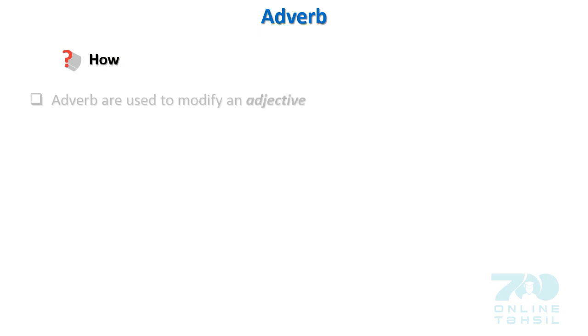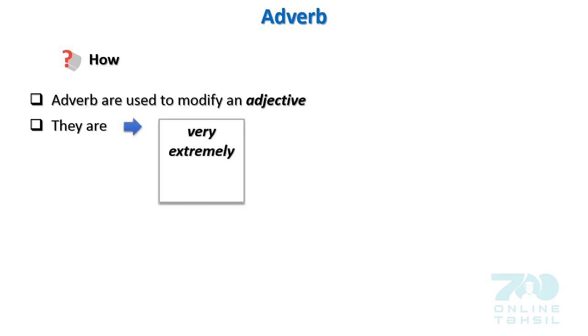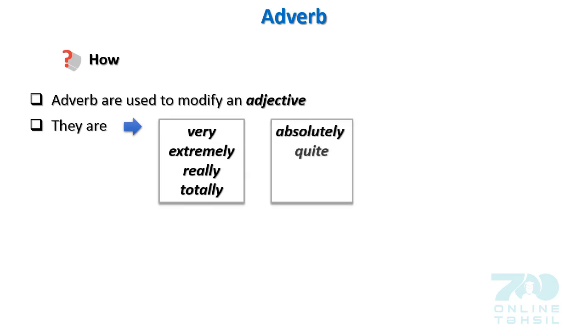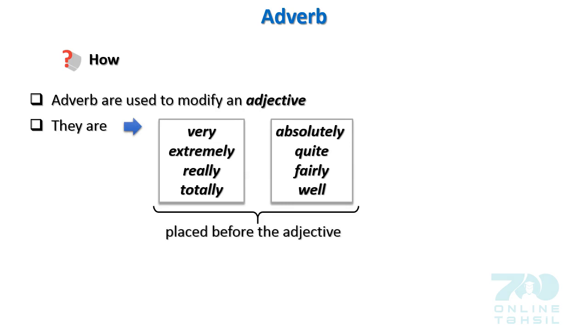Some adverbs are used to modify an adjective. Adverbs that do this are very, extremely, really, totally, absolutely, quite, fairly, well. These are normally placed before the adjective. It was very hot yesterday. He is totally crazy.